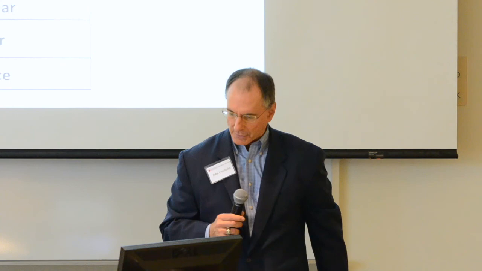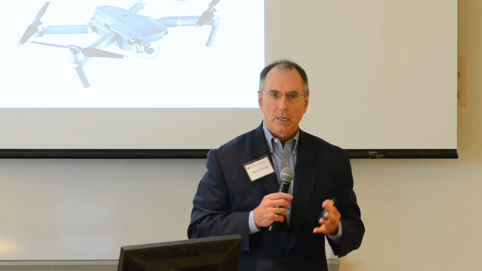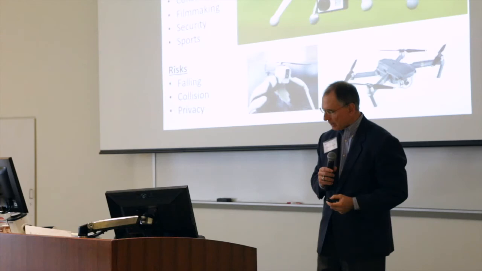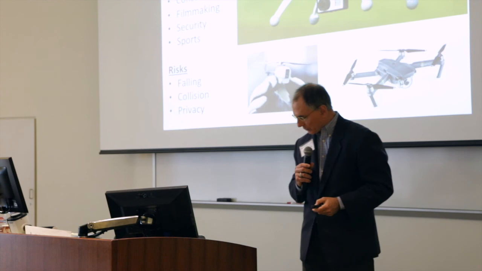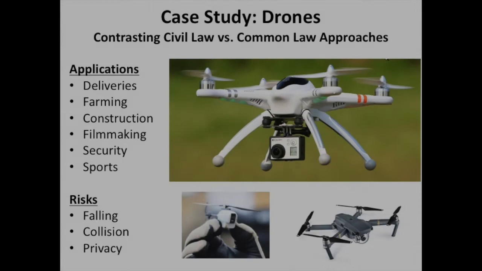Let's look at a particular case study, drones, and compare how drones might be managed by common law versus civil law. First of all, you know the applications of drones. They include or potentially include deliveries, farming, construction, filmmaking, and so forth. But there are also very real risks to drones. They can fall out of the sky. They can collide with other things. They can intrude on your privacy if they carry cameras.